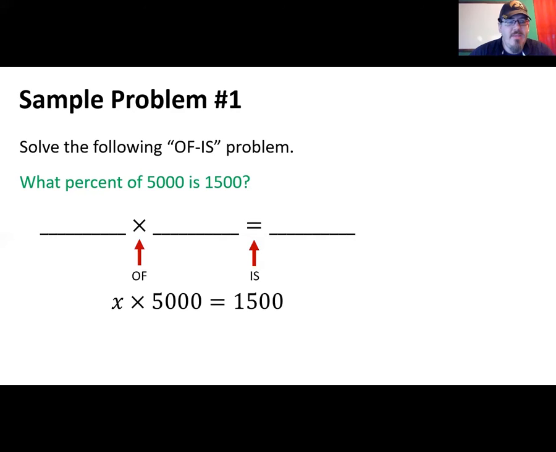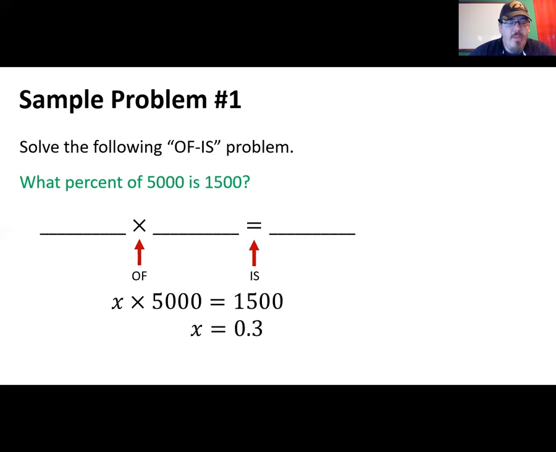All right, so the key thing again with these problems is just getting the numbers in the right spot. And once they are in the right spot, then you have an indication as to what you need to do to solve. In this particular situation, we have x times 5,000. So to get the x by itself, we need to divide both sides by 5,000. When you do that, 1,500 divided by 5,000 gets you an answer of 0.3.